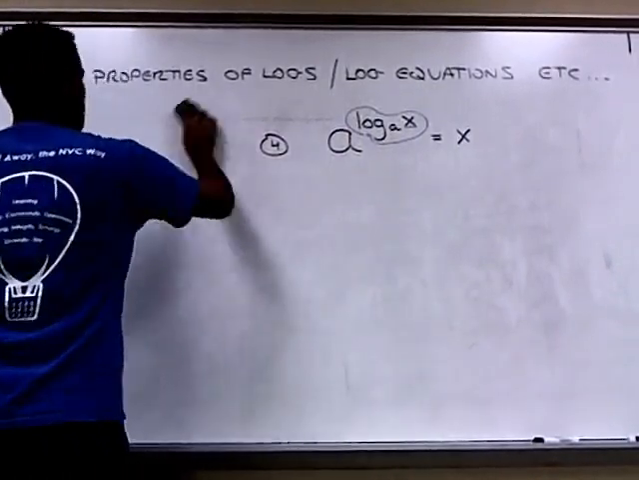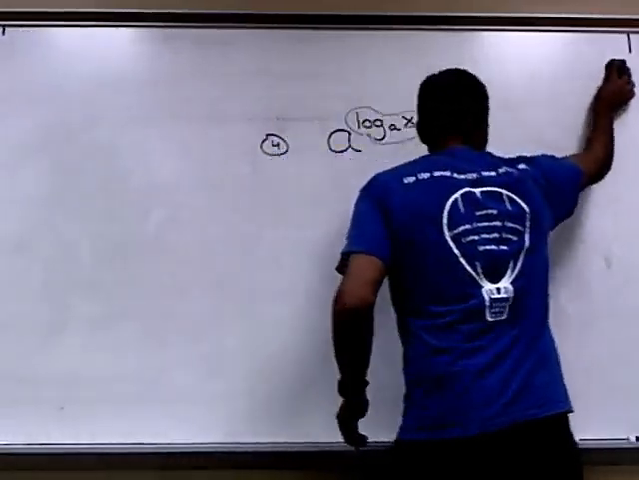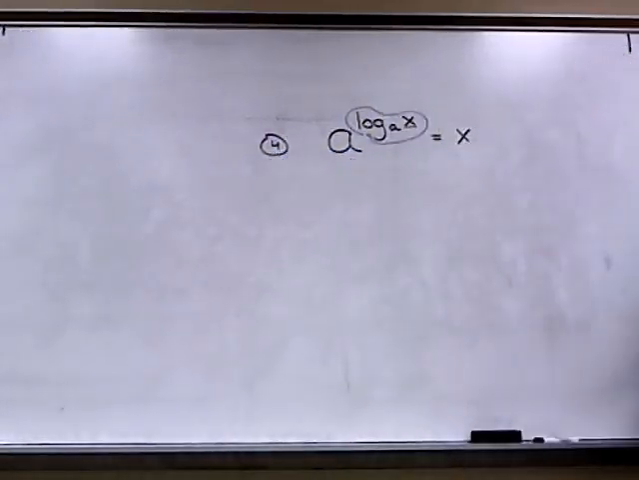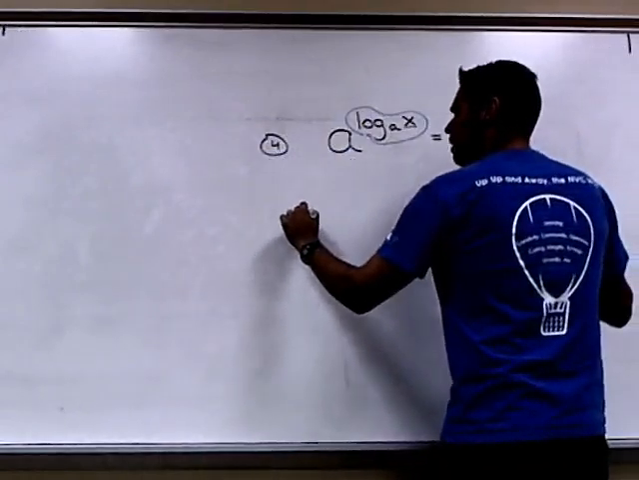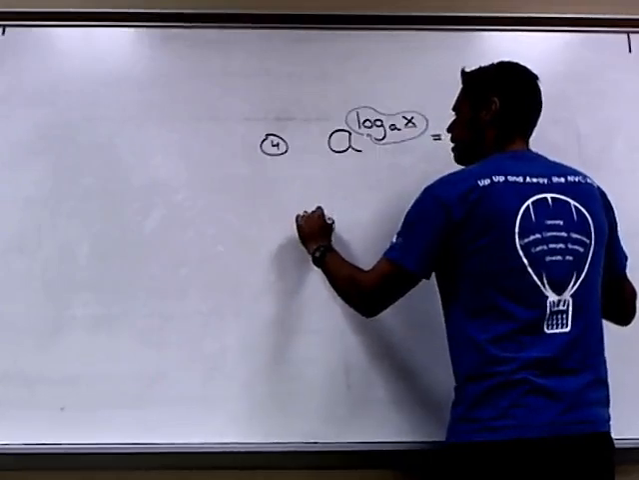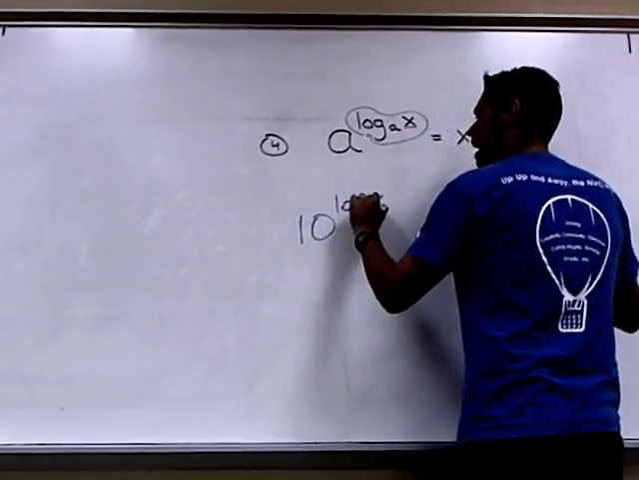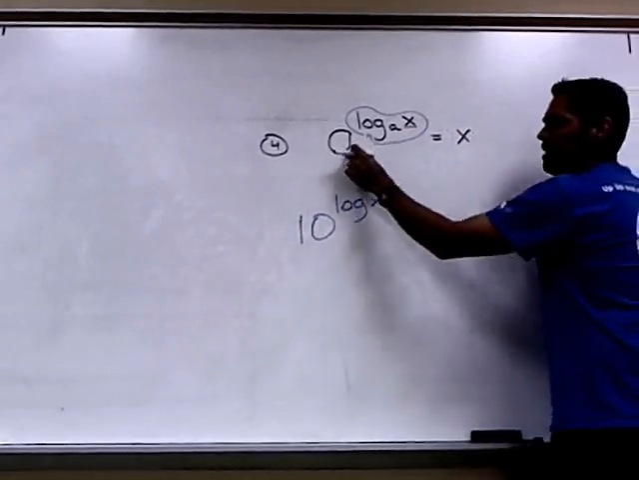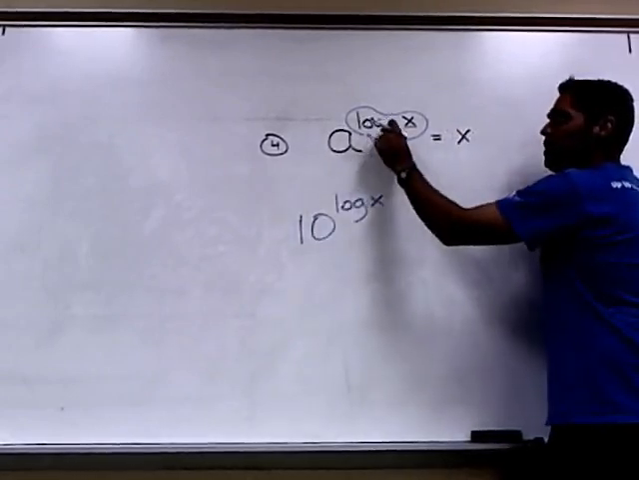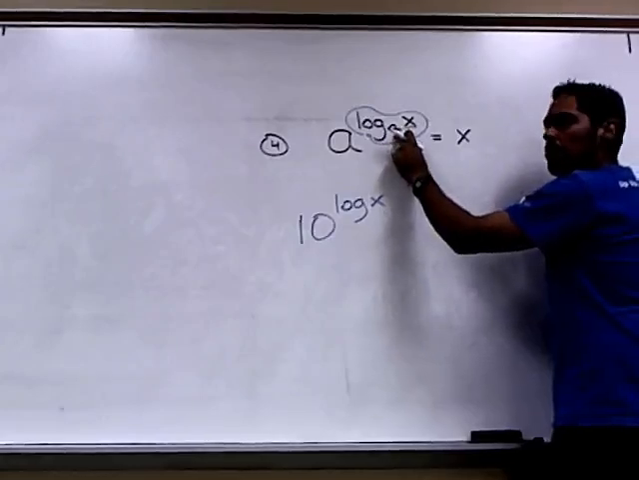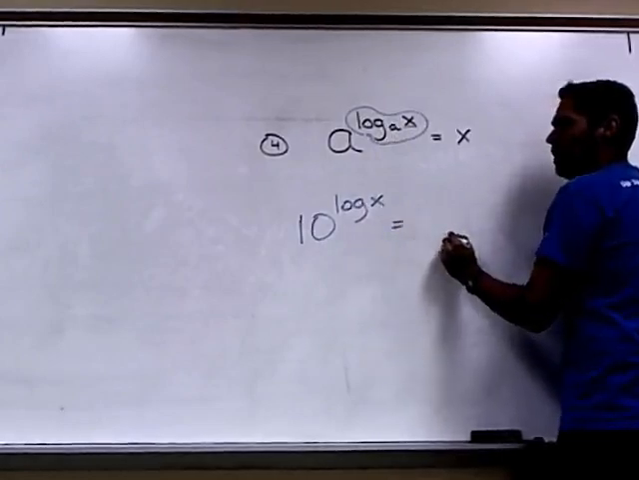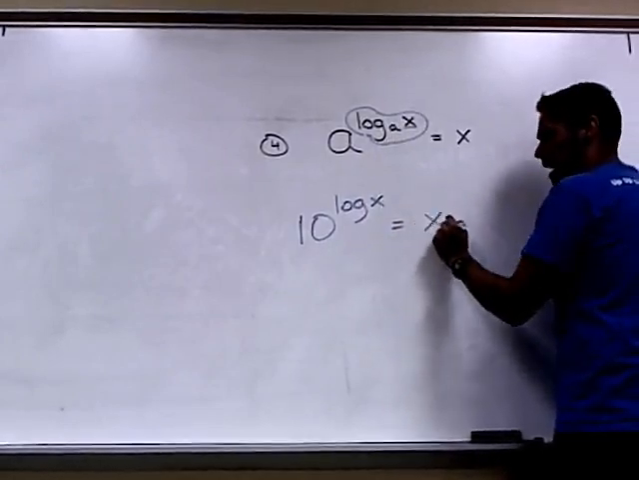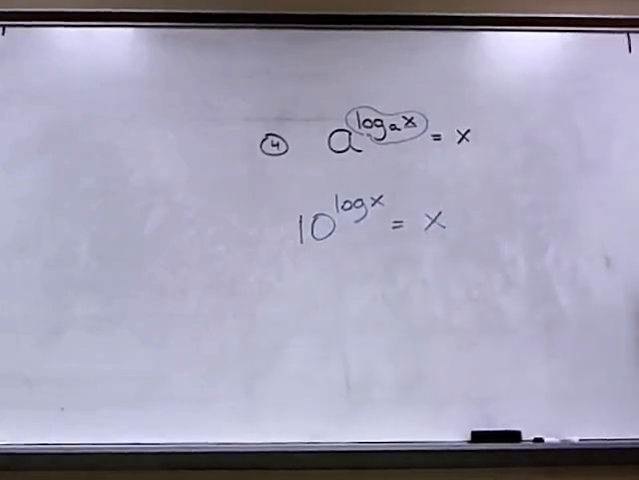Okay. Let's see that property right there extended to the two special logs we have. This would be 10 to the log x, right? Why did I write it that way? 10 is a, right? Log base 10, I wouldn't write log base 10, I would write log and then x. And then that should be what? x, right? 10 raised to the log x is going to be x.